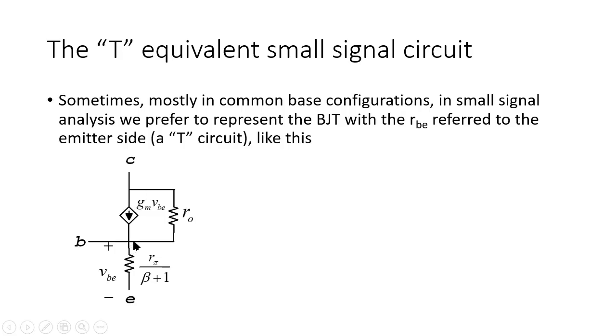You say that does not look like a T. Well, imagine we are not considering the early effect, so this resistor would not be there, and then we say that looks like a sidewise T. This is the head of the T. This is the body of the T. You say, oh, I see, that is a T circuit. Yes, that's right. Why is this resistor R pi divided by beta plus 1?